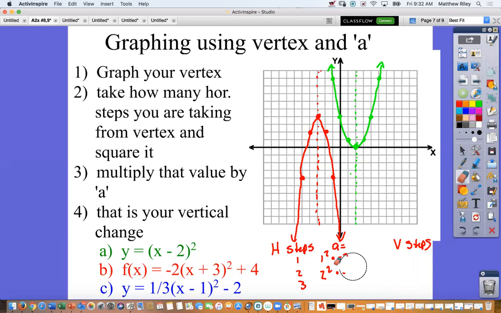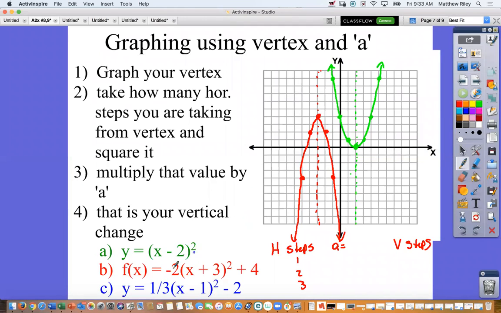All right, let's clear this out. Let's change it to the blue, and now let's see. Oh, by the way, how would I describe this transformation? What's happened? It's moved, or it's been what? Reflected over the x-axis. Good.